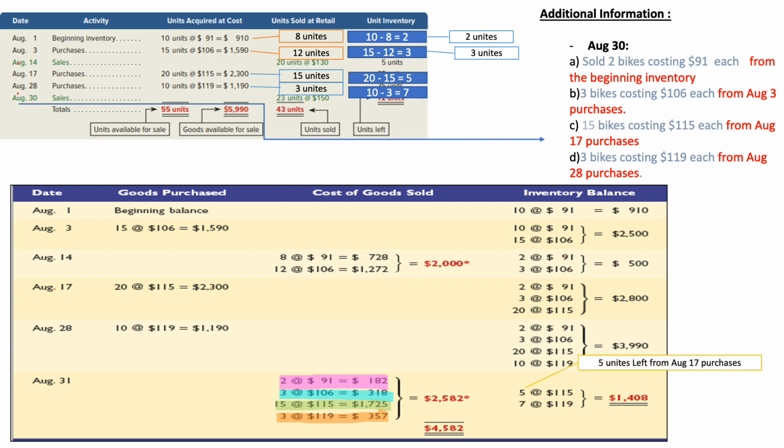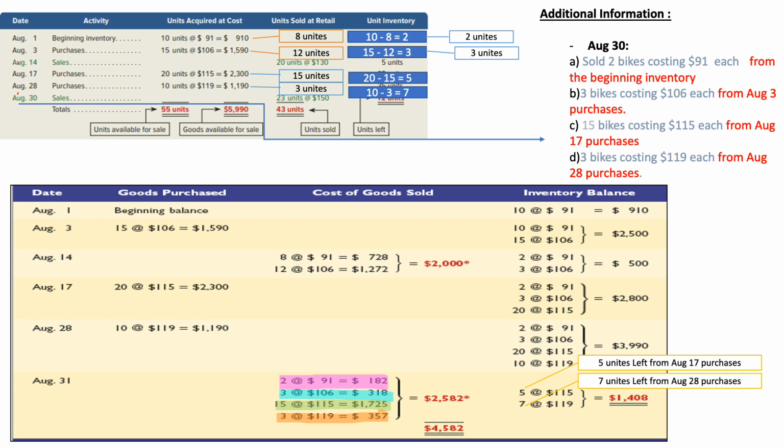So what I'm going to write here, I'm going to take the 5 units left from August 17 multiplied by 115, which is the cost of August 17, and I'm going to take the 7 units left from August 28 purchases and multiply them by the cost of August 28, which is 119. Then I'm going to take the total, which means that I now have 1,408. So this 1,408, I'm going to call it the ending inventory of the month of August. Our beginning inventory in August was 910, but my ending inventory on August 31st is 1,408.